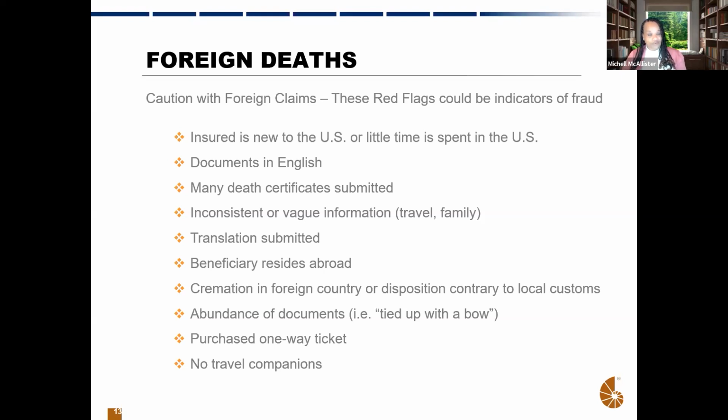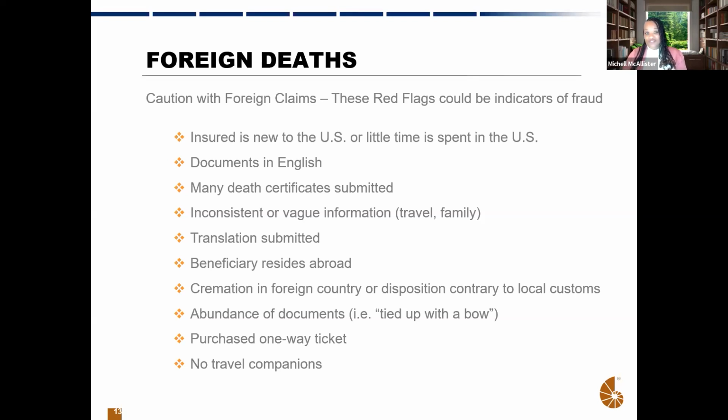We can use Google Images to help us see if we can figure out what it looks like. The thing about those images is they're really easy to print out, copy, and make your own document, and again, falsify a claim on a fraudulent person. It could be a person who doesn't exist or a person who has already passed away, anything like that. So here are some things to look out for, red flags and indicators of fraud on foreign death claims. And these are things that we've talked about in previous webinars.